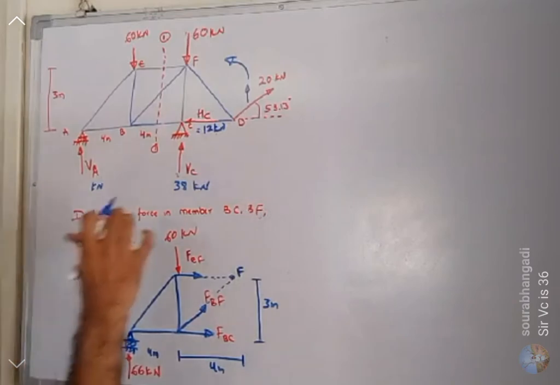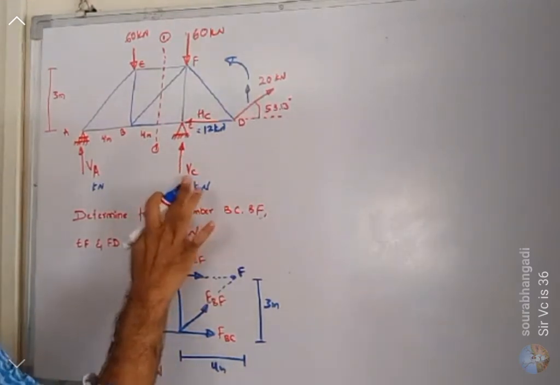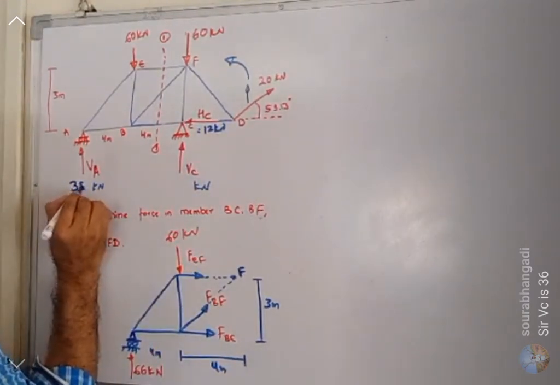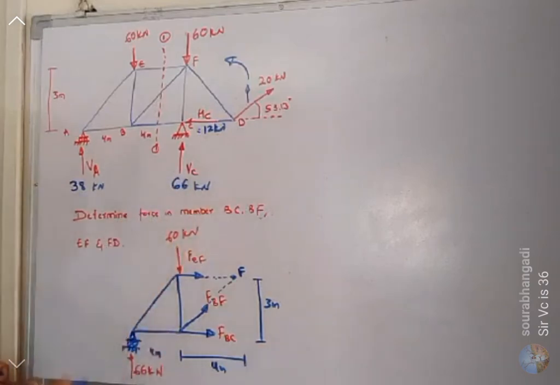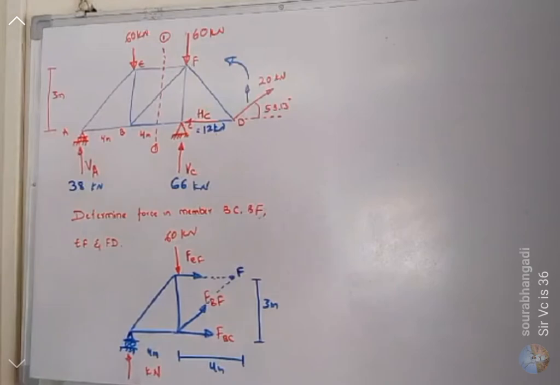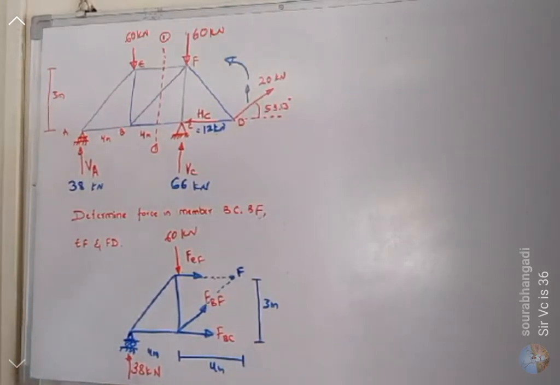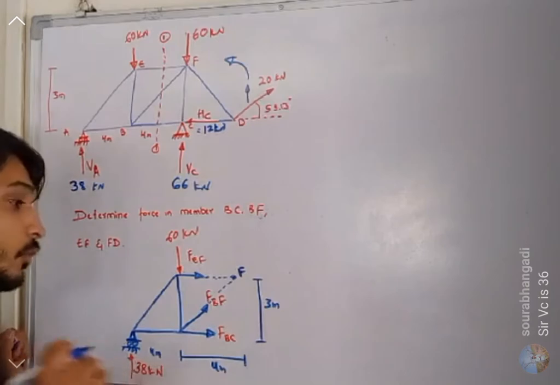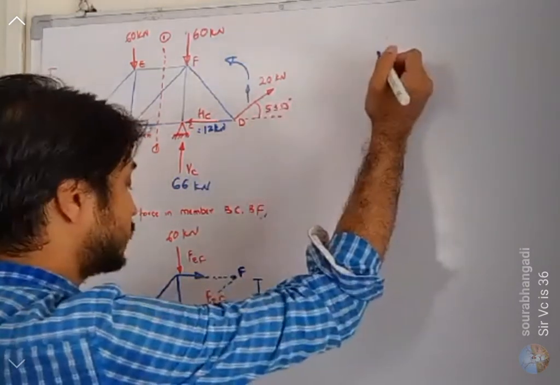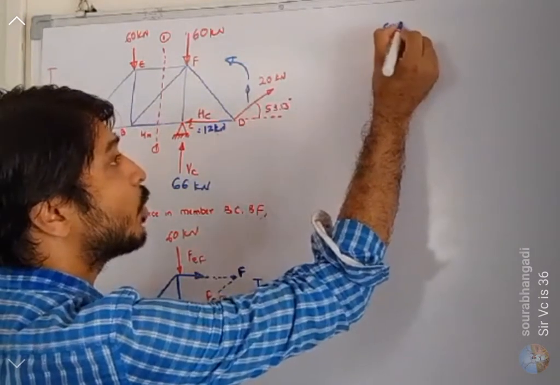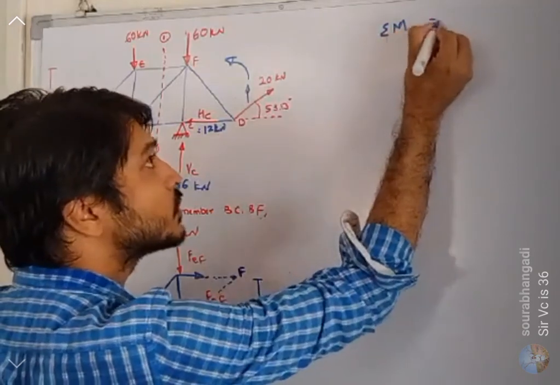With a small correction. So this is 38 kilonewton and this is 66 kilonewton. So therefore, thank you, small correction, this is 38. Now everything fine? Okay, so we'll continue. And here, this is 4 they have given, this is 4 they have given. So first let's start with taking summation of moment at F equals to 0.